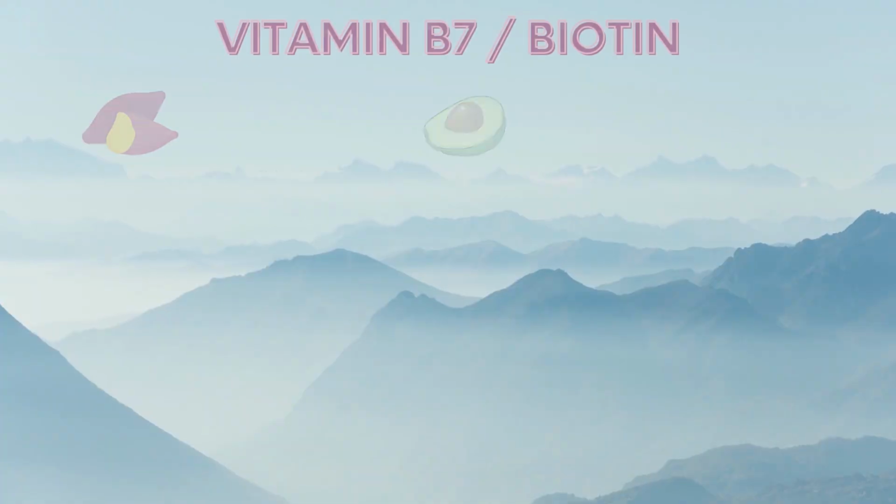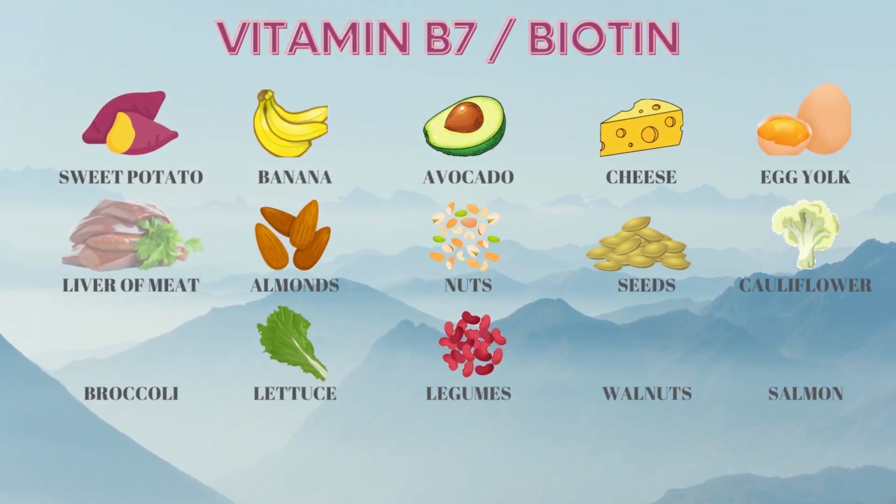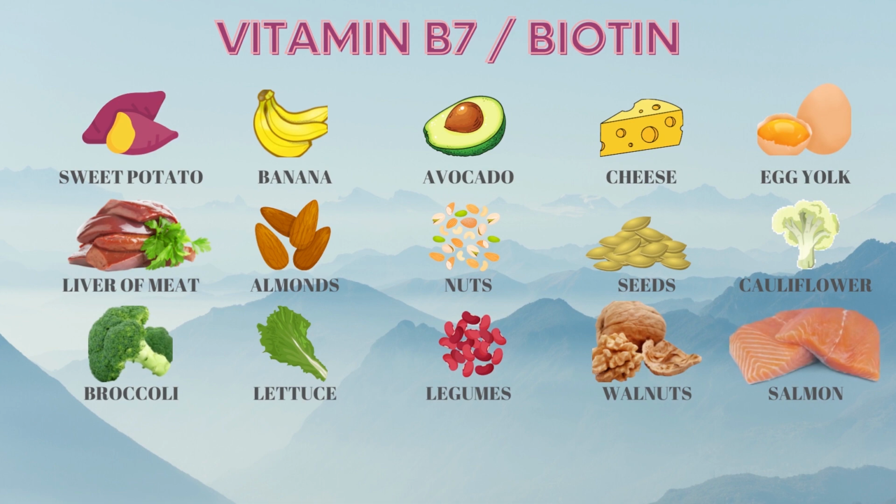So let's first understand which are the foods which are rich in each of these vitamins. First, let's see what are the food sources of vitamin B7 or biotin. The foods rich in vitamin B7 or biotin include sweet potato, banana, avocado, cheese, egg yolk, liver of meat, almonds, nuts, seeds, cauliflower, broccoli, lettuce, legumes, walnut, etc. Salmon is also a very good source of vitamin B7.